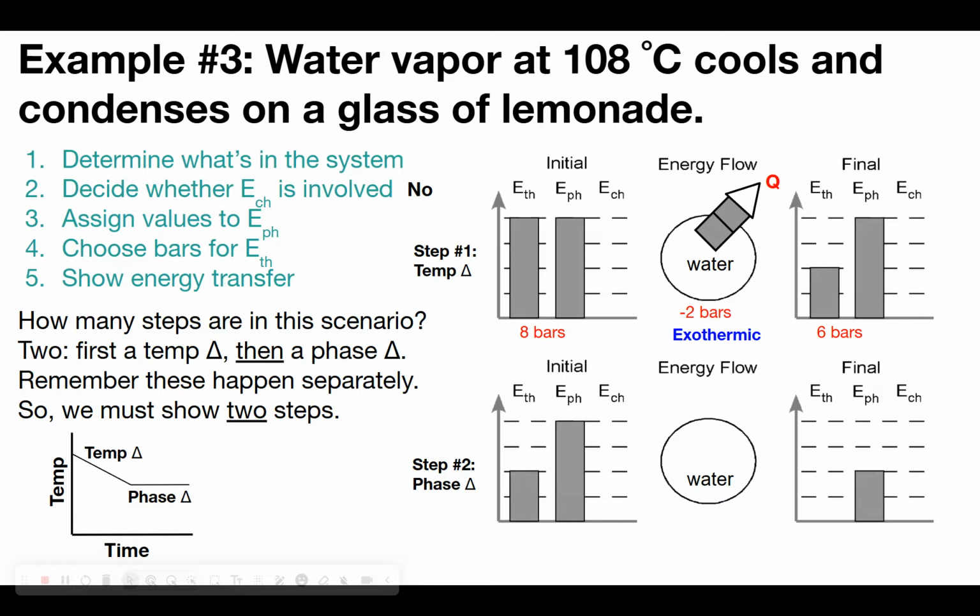I'm going to start with my 2 bars that I decided on for the final of step 1. And in this case, I'm going to change my temperature. Hopefully you said no, because it's a phase change. It will still have 2 bars at the end. We have 6 bars in the beginning and 4 bars in the end. So what needs to happen? We're going to lose 2 bars, also through heating, and this is also exothermic.